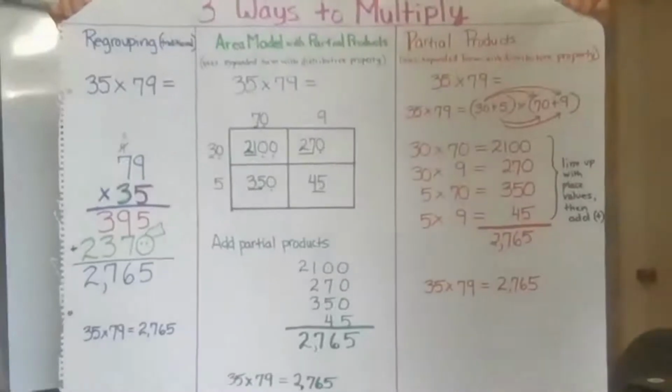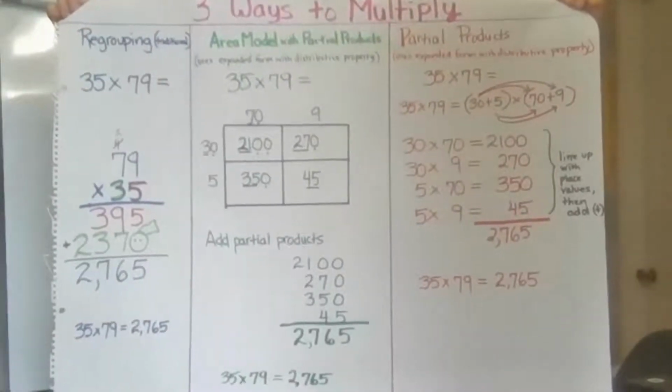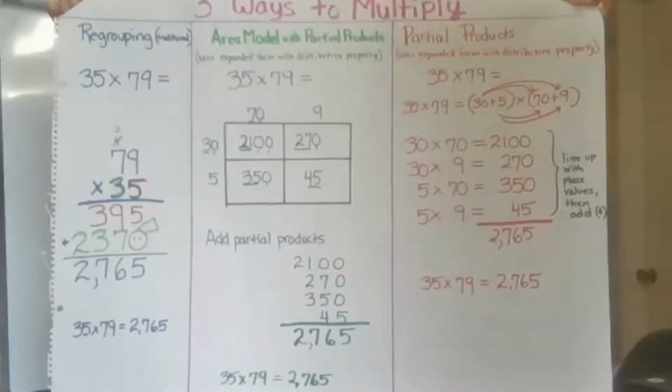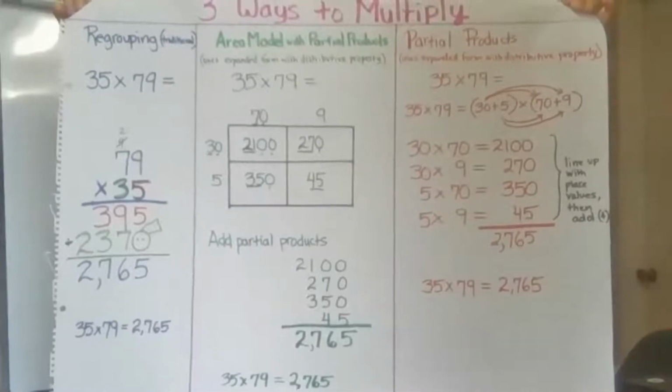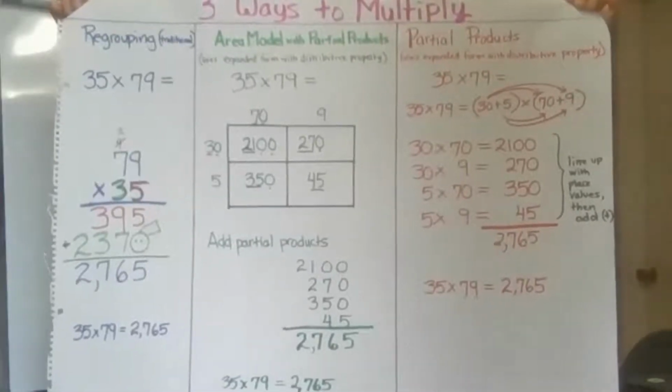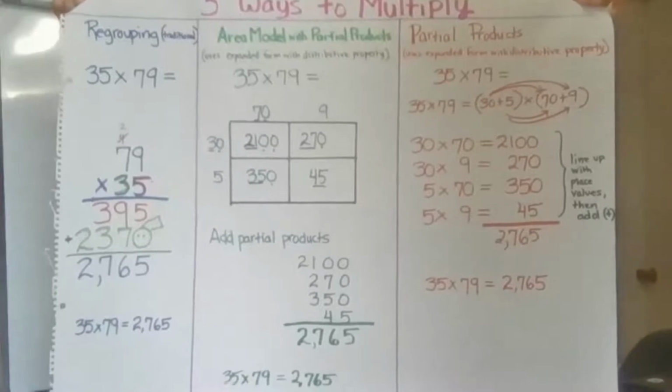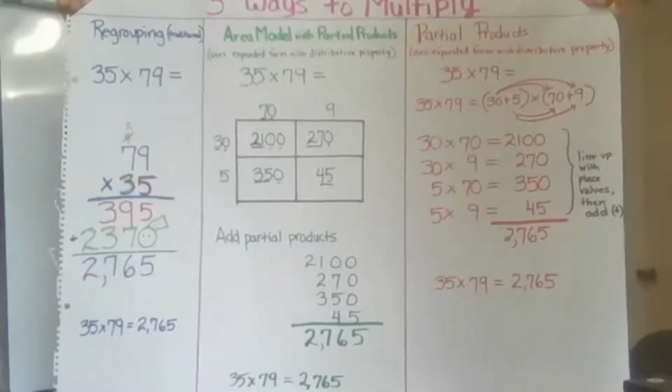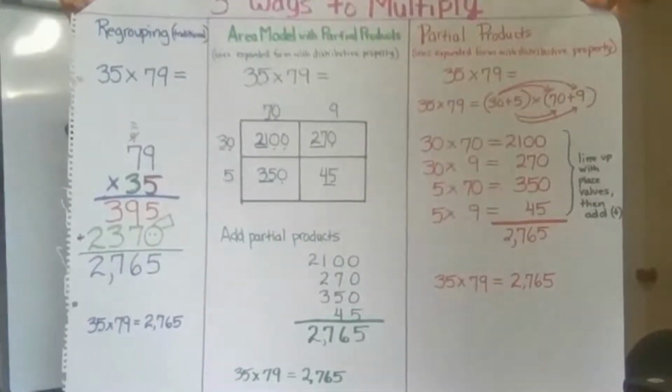So you can see that we have taught three different ways to solve multiplication problems. These are 2-digit times 2-digit problems. On this paper, the exact same problem is solved three different ways.